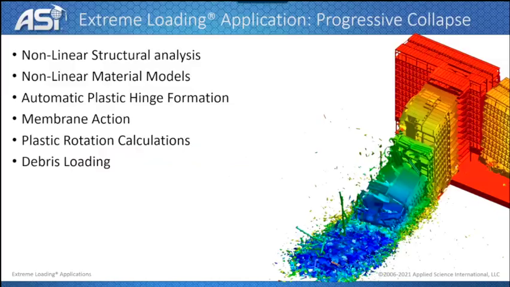For the progressive collapse analysis, of course, we are doing nonlinear structural analysis using nonlinear material models with automatic plastic hinge formation. Membrane action and P-delta effect are already included in the technology. Plastic rotation calculations are output. Debris loading.